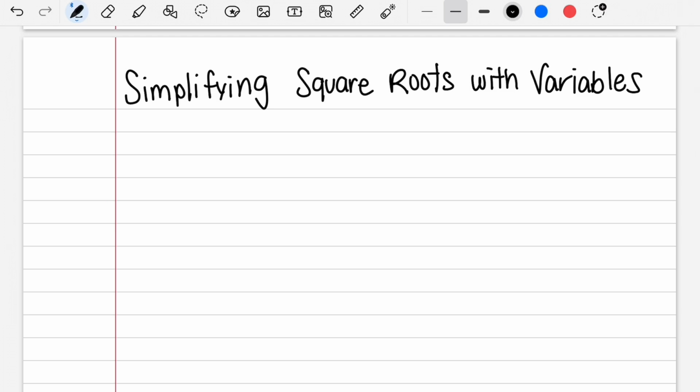Hello. In today's video, we are going to be looking at how to simplify square roots with variables. So to recap what we are looking for in terms of just regular square roots, remember that a perfect square is a number times itself 2 times. So for example, 3 times 3 gives us 9. This is our perfect square. But if we are looking at a square root, we're asking ourselves what number times itself twice gives us 9?